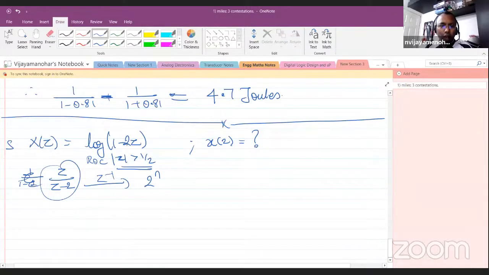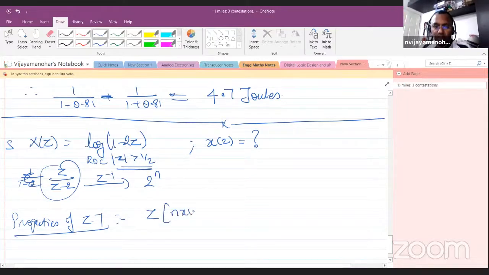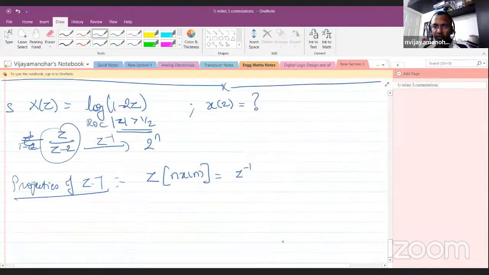But I am having log. I don't know any function whose z transform will give me log for me to take the inverse z. So let us look at the properties. Properties of z transform, this is very important. Z transform of n x power n will be z inverse. Okay, let us derive this itself.